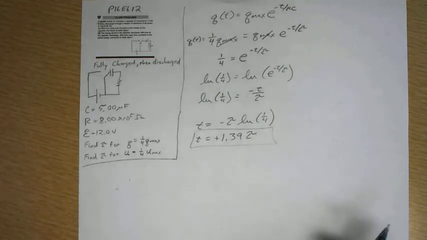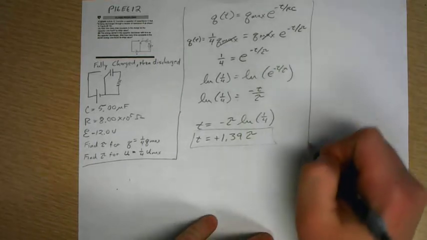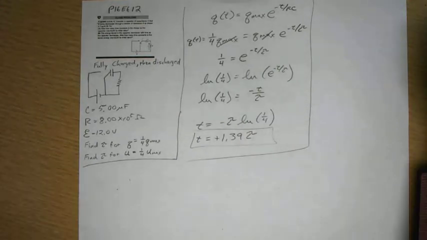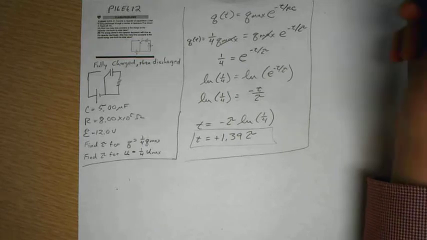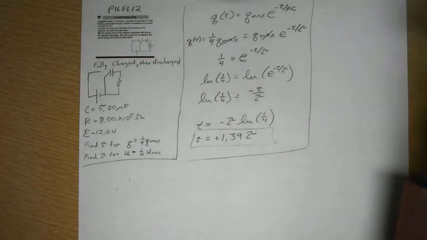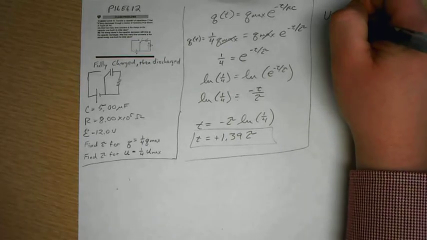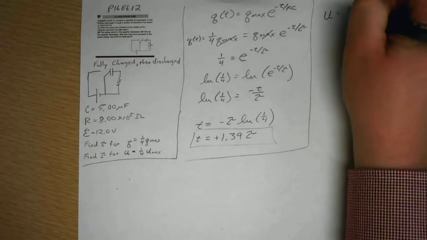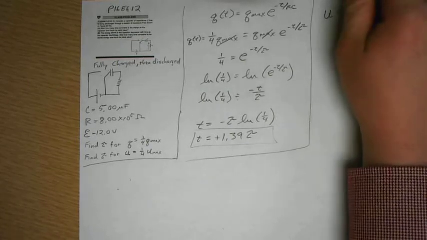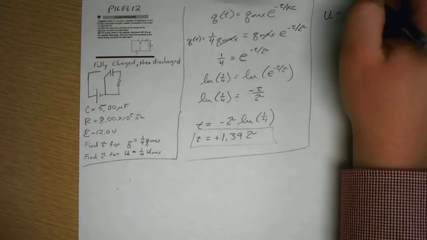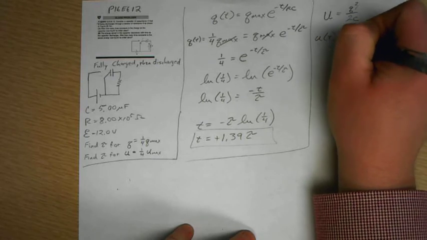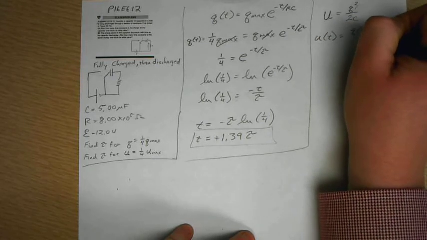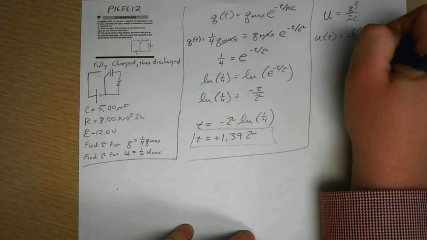So the next thing says how long passes until the energy is 1/4 of the maximum energy. Well, we know that the maximum energy, the steady state energy, the energy when fully charged, U, is equal to Q squared over 2C. So we can say that U as some function of time is equal to Q of t squared over 2C.